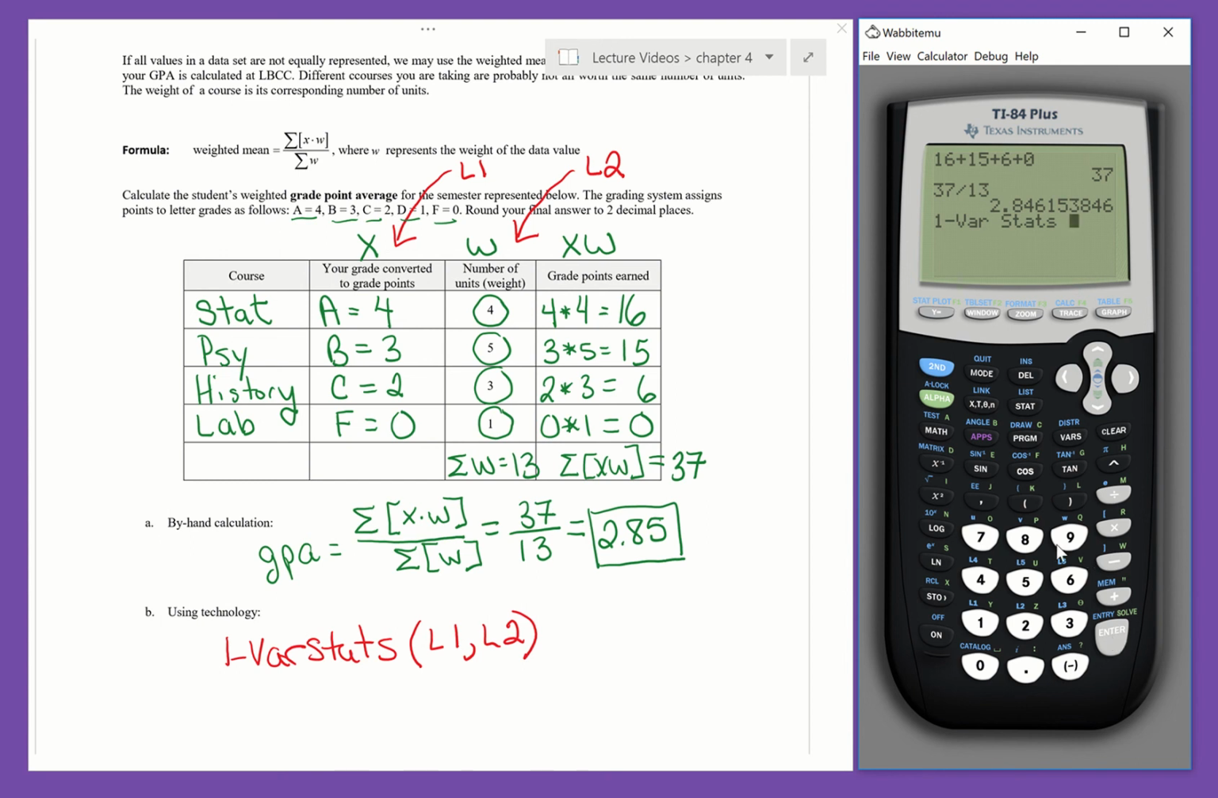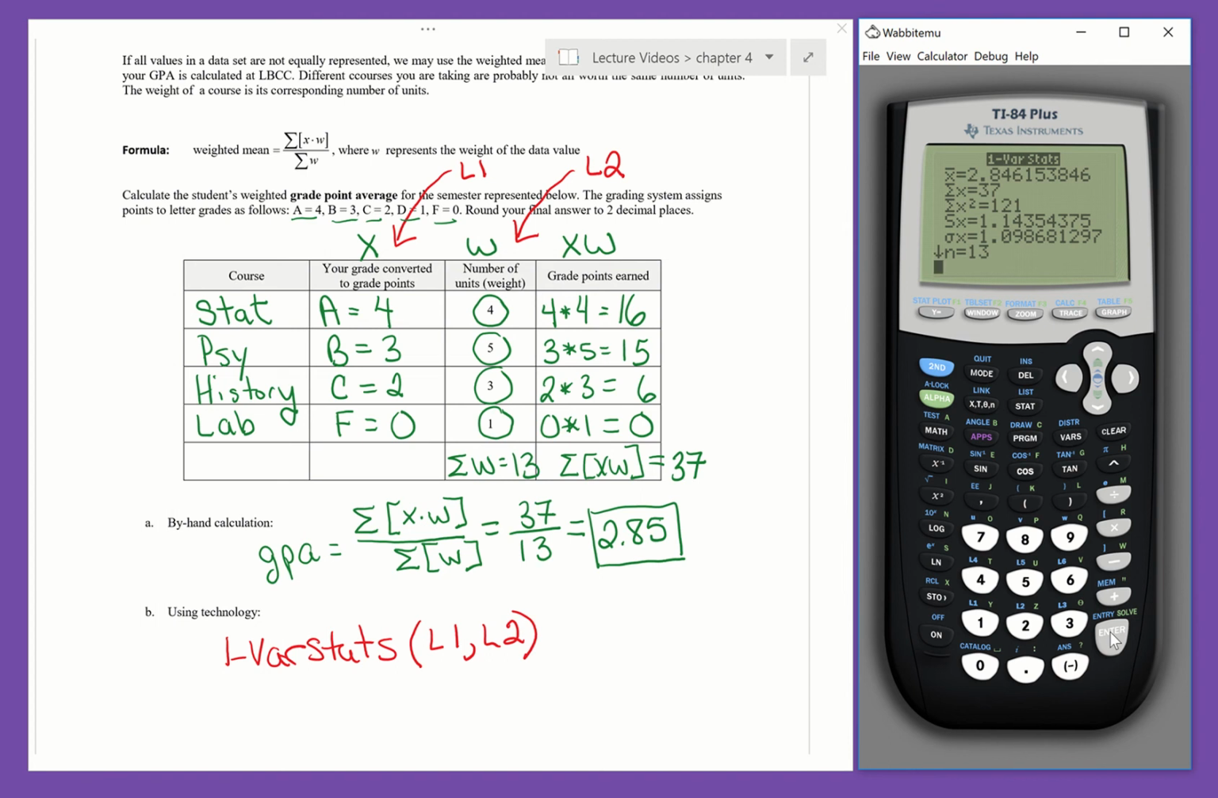And now we need an open parenthesis. Look above the 8 is your open parenthesis button. And look at the 1 on your keypad. Above the 1, you'll see in a different color L1. So you'll hit your second button to activate that color, and you'll see L1 appear. Look above the 7 button, and you'll see the comma button, so comma. And then again, the keypad number 2 has L2 above it. So we'll hit second, and then the 2 will give us our L2. We'll close parentheses, hit enter, and hopefully we get the same answer as our by hand calculation.